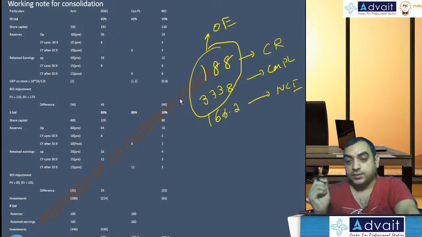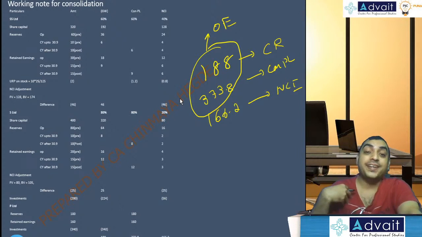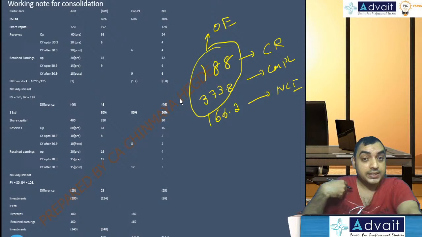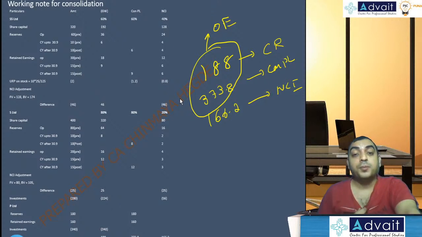Atul is asking what is 180, 160? Retained earnings and reserves of P Limited, the holding company's reserves and holding company's profits, that will come in ConPL.